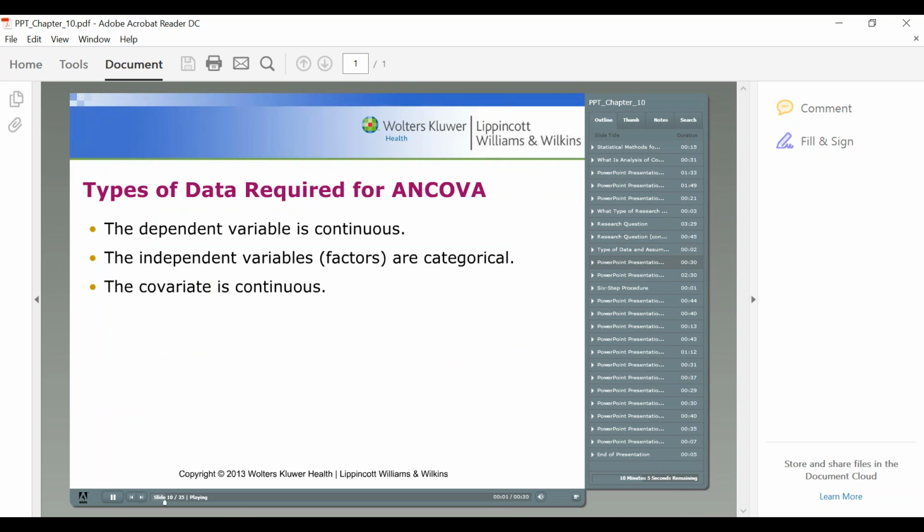Let's look at the type of data. Our dependent variable would always have to be continuous, particularly because ANCOVA is a parametric technique. The independent variable is categorical, so the categories of exercise, either you're in this exercise or that exercise group. And of course, the covariate is continuous: amounts of fruit or produce consumed.